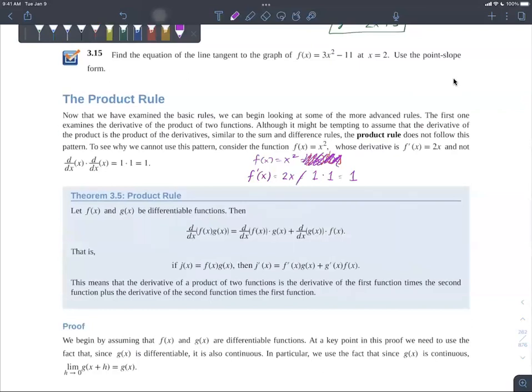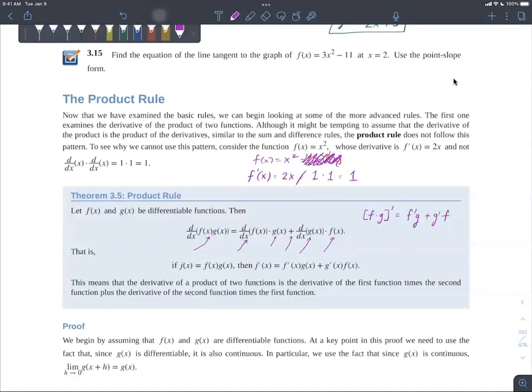So let's go ahead and take a look at theorem 3.5, the product rule. Let f of x and g of x be differentiable functions. Then the derivative of the product of f and g is equal to the derivative of f times the function g plus the derivative of g of x times the function f. And the way I like to write it is like this. F times g, so here's our function, the product of f and g, and we use the prime notation to denote that we are taking the derivative of this. And this is f prime times g plus g prime times f.